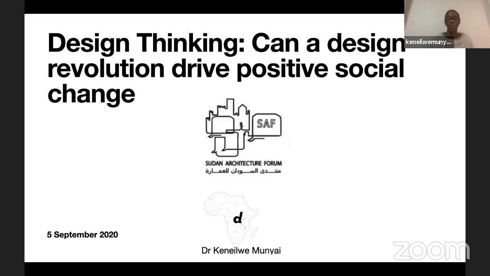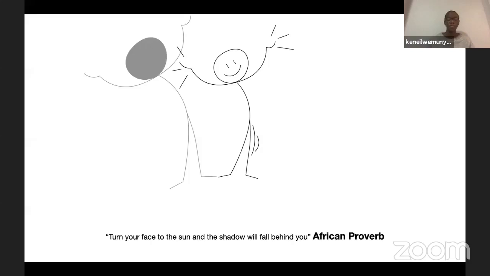Okay. So I want to start my presentation with this African proverb, which says, turn your face to the sun and the shadow will fall behind you. And this speaks to the importance of being optimistic. We have a lot of challenges, a lot of issues that we have to grapple with on a daily basis. And sometimes we forget that there is a light at the end of the tunnel. So just something to remind us.